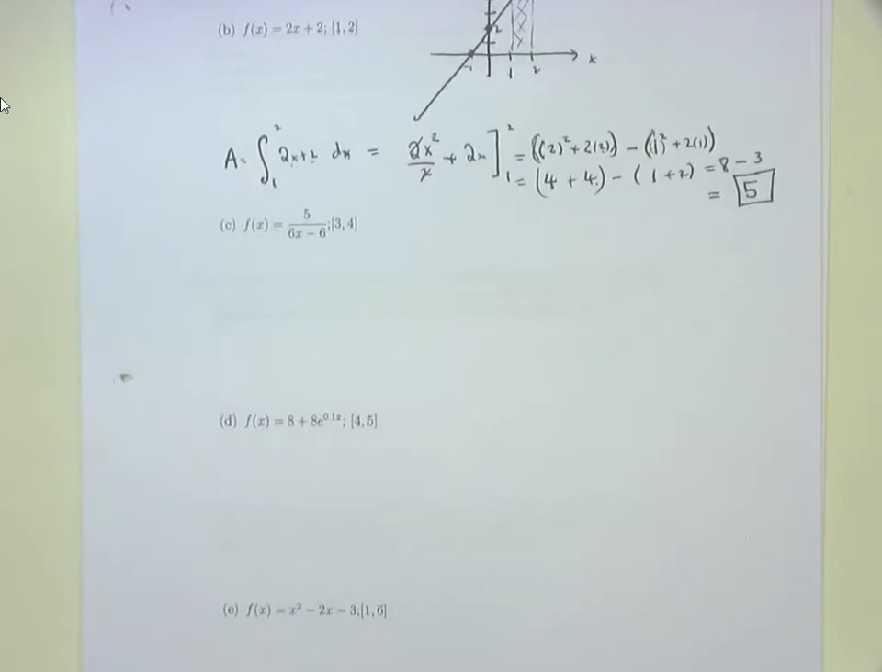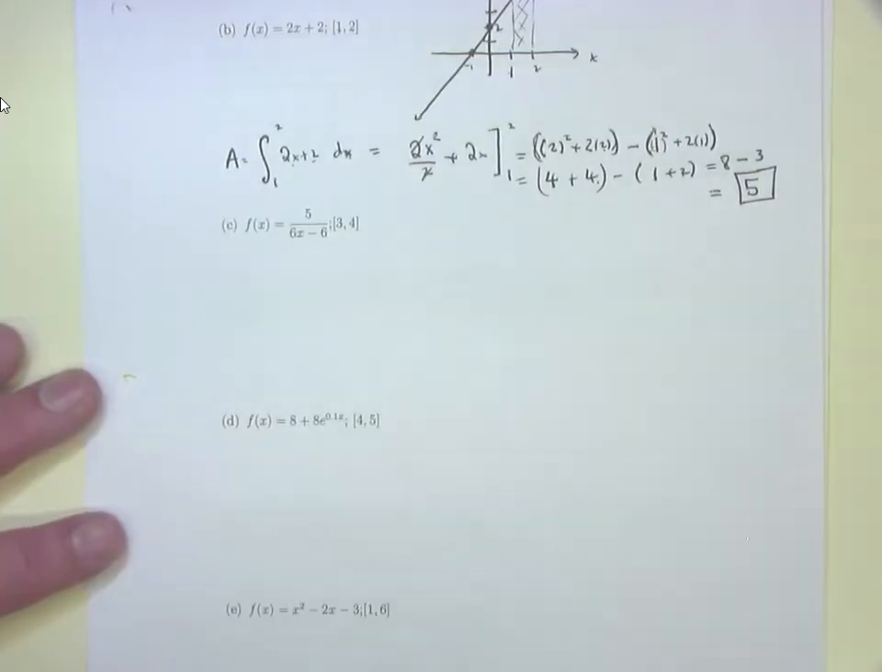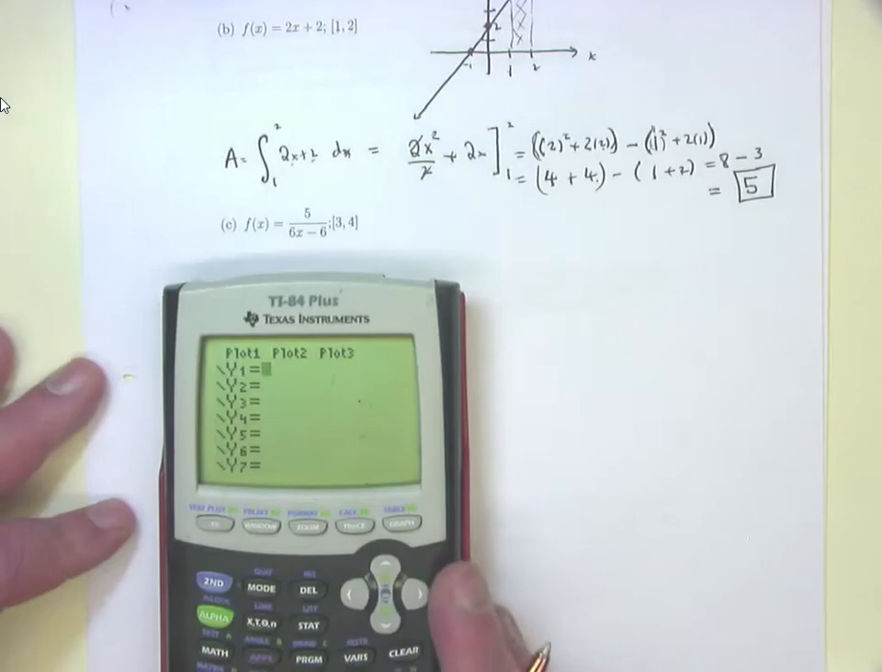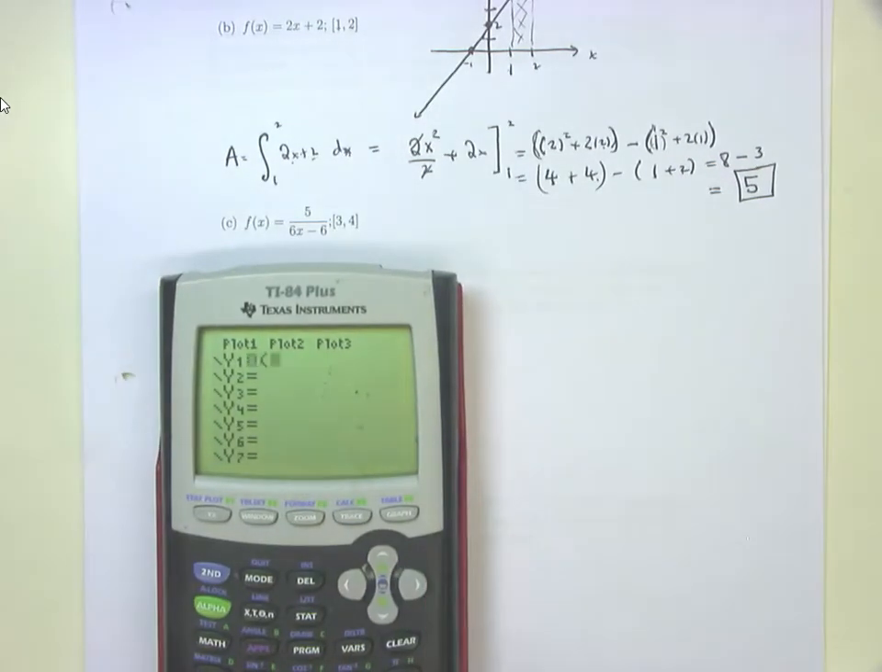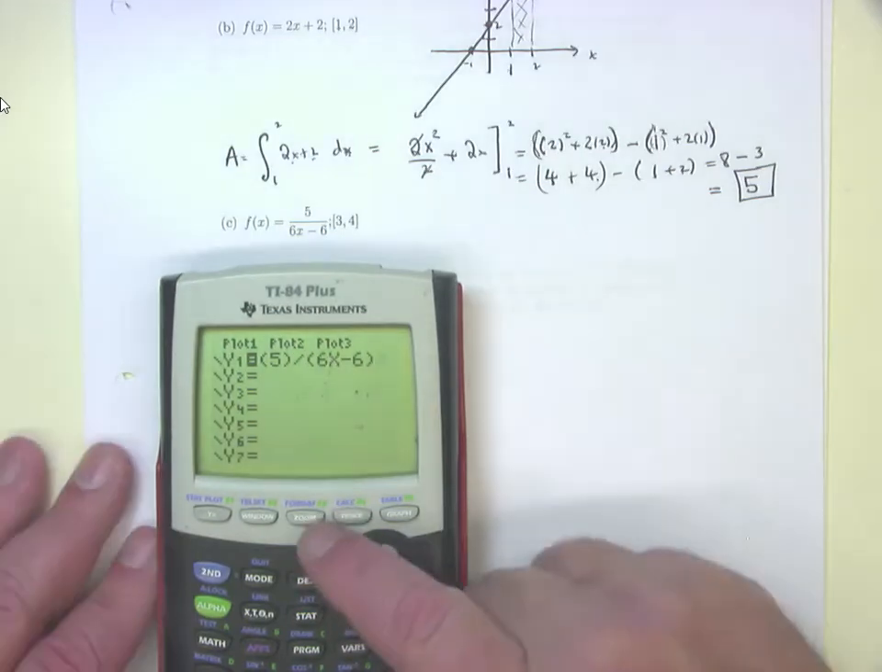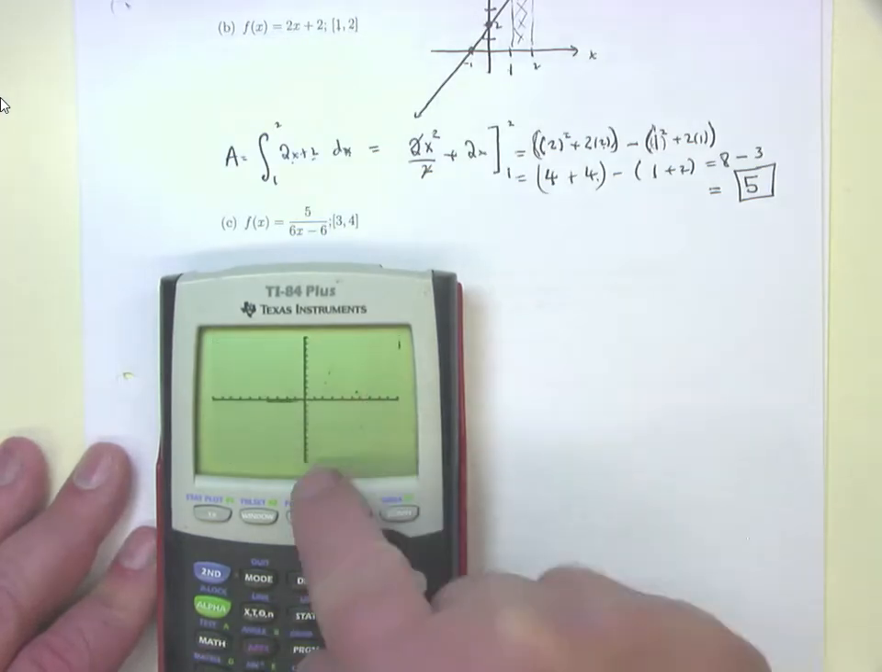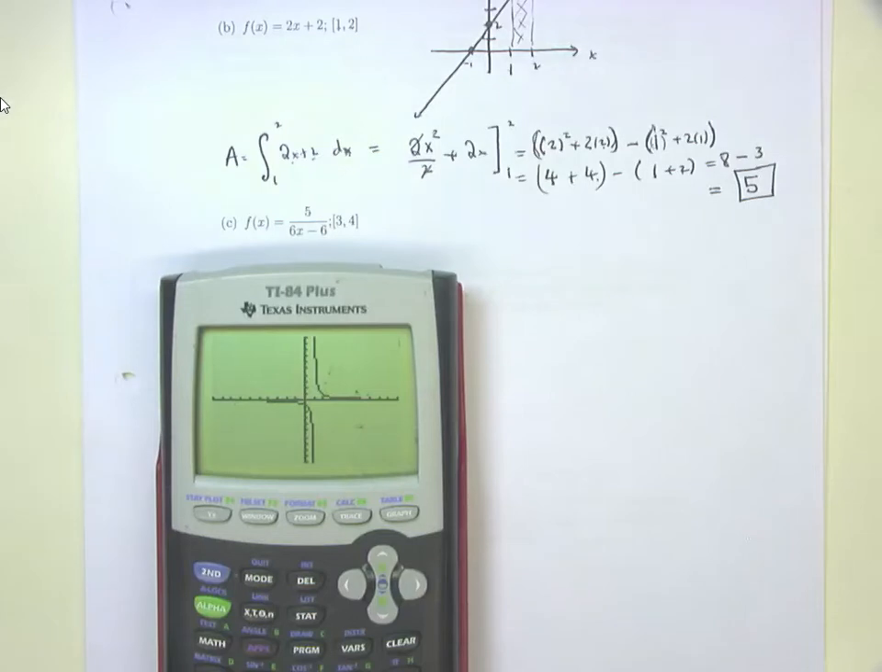Take a look at the next guy. f of x is equal to 5 divided by 6x minus 6. Well, this one's a little more difficult, so I'm going to graph this one on my calculator here. So I'm going to turn it on. Y equals, and remember, parentheses around the numerator, parentheses around the denominator. 5 divided by parentheses 6x minus 6. And I'm going to do a zoom standard, a zoom 6. That's a negative 10 by 10 screen. And I get this graph over here.